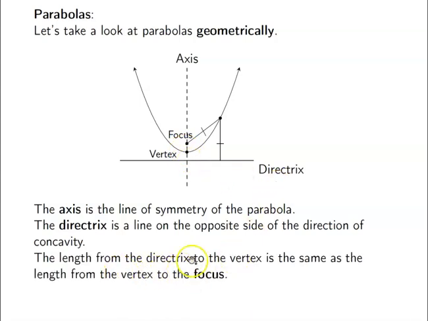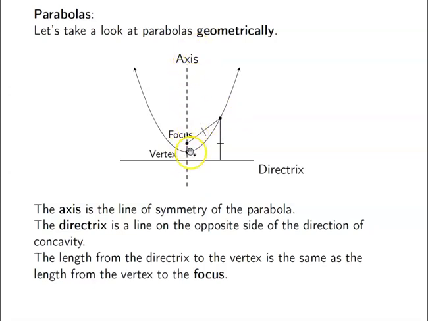And the length from the directrix to the vertex, again, any point on my parabola, is the same as that distance from the vertex to the focus. So remember what I said, from any point on my parabola, the distance from that point to the directrix is the same as the distance from that point to the focus.